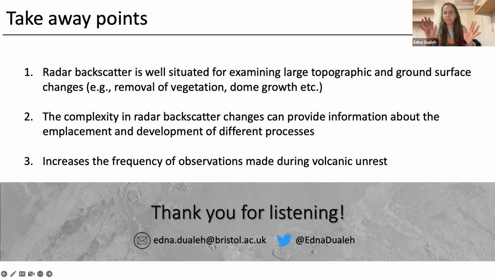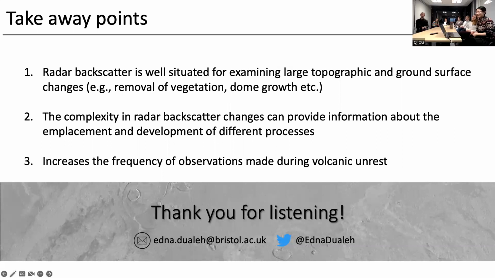Yes, in very simple terms, yes. There is a calibration factor for it, but simply speaking, there's a lot of different terminology used for backscatter. It's a bit annoying and confusing.